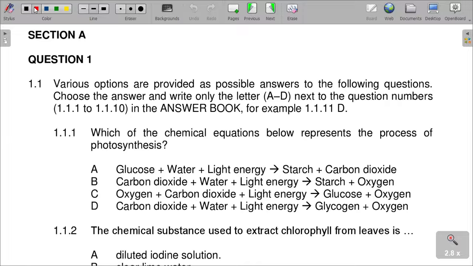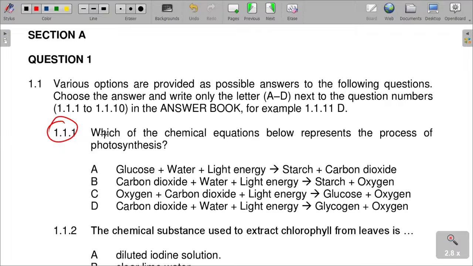So question 1.1: which of the chemical equations below represents the process of photosynthesis? In this question, it wants you to understand the process of photosynthesis, to know the requirements, the factors that are necessary for photosynthesis, and also the end products of photosynthesis. We are asked which chemical equation below represents the process of photosynthesis.